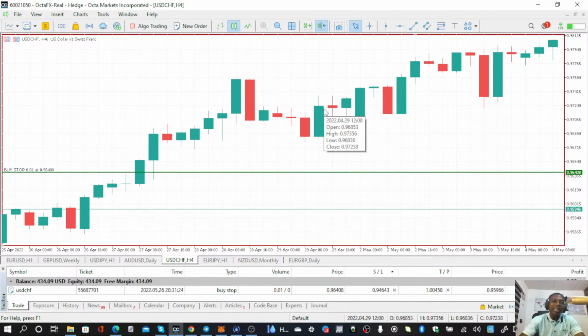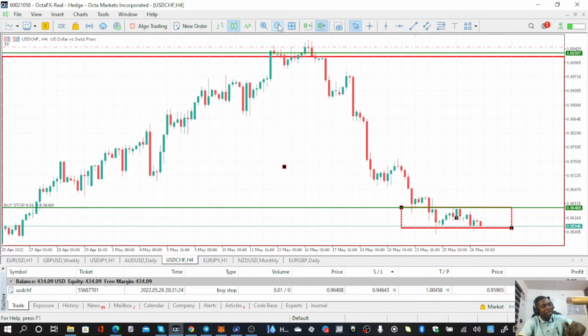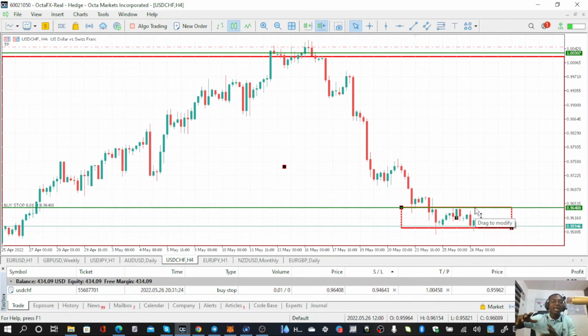Now, how do you see entry points? You see entry points when you are able to understand the support and resistance levels. So you can see here that we set our buy stop at the next resistance level, which is more like a minor resistance level, a smaller resistance level, not like a major resistance level on the higher time frames like daily, weekly, but a minor resistance level on the 4 hour chart, on the daily chart, on the 1 hour chart. All right.